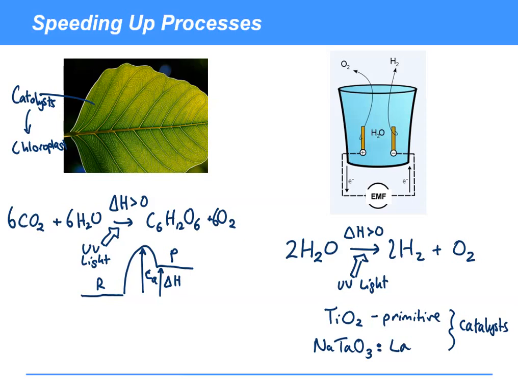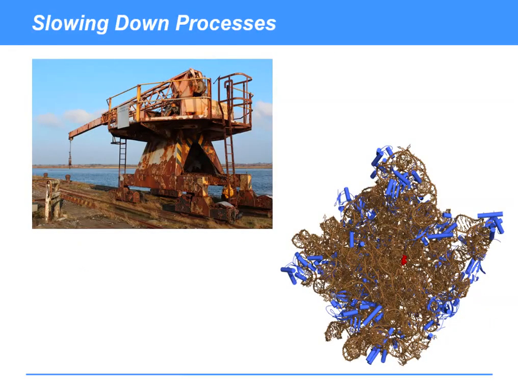Big business in industry. In other cases, we want to slow processes down. So, for example, we might want to inhibit rusting, stop that from happening. Or this is a picture of a bacterial ribosome. These are the molecular machines inside bacteria that help them to make proteins and hence divide.